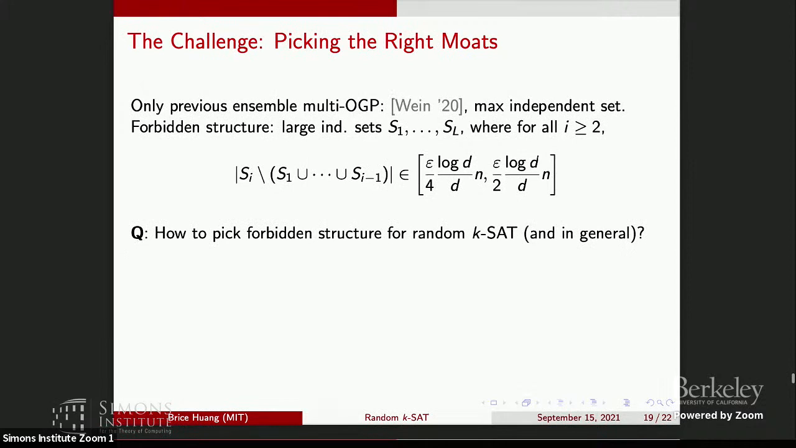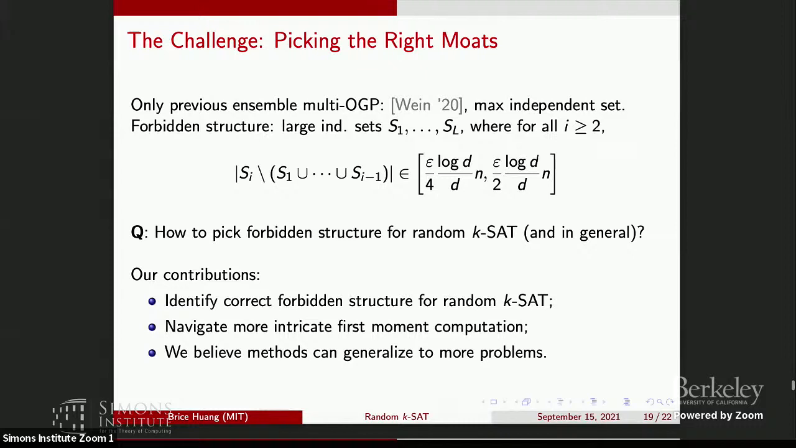Unfortunately, this construction is quite tailored to Max independent set because in Max independent set, the first moment that we have to control is essentially dominated by the number of distinct edges in the union of your independent sets. Whereas in random k-SAT or in other problems, the corresponding first moment has much more complex dependencies. And it's a priori not clear how to pick the right forbidden structure for k-SAT. And finding this generalization is our main contribution.